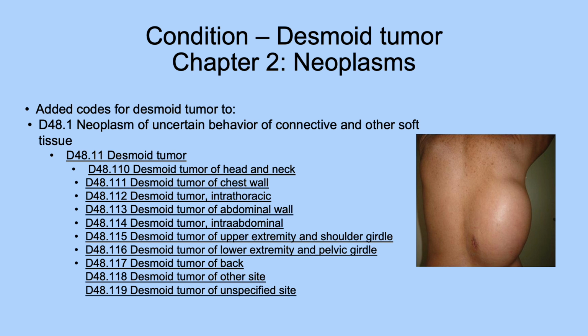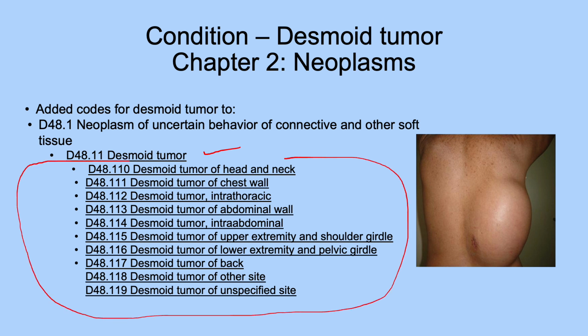Also added to Chapter 2 are codes for desmoid tumor. Previously, there were no codes for this condition at all. It was just under uncertain behavior of connective tissue, another soft tissue. So now you have a specific code for this, and not only that, you have where the tumor is located. So from nothing at all to very specific codes. This is a non-cancerous growth in connective tissue, desmoid tumor.